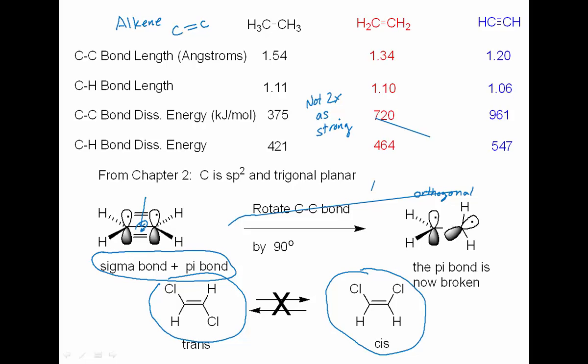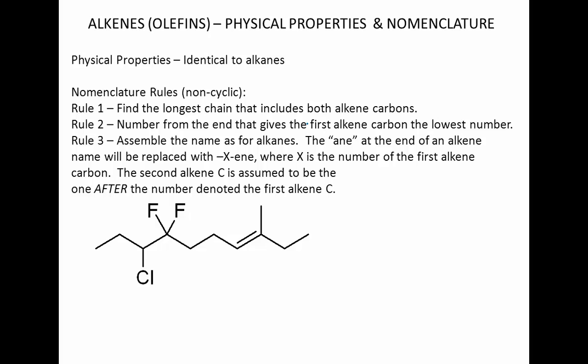And this is because the sigma bond is stronger than the pi bond. 375, if you recall, if you multiply it by 2, is going to be 750. So 720 is less than 750. This shows that the second bond is not quite as strong as the first bond was. And if you go to a triple bond, these trends continue.